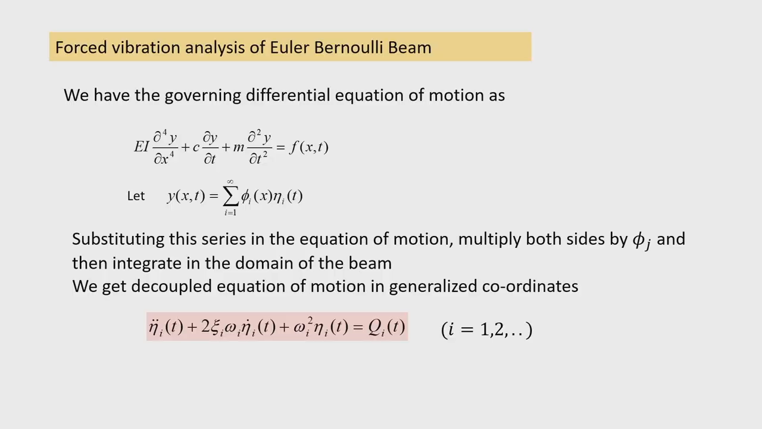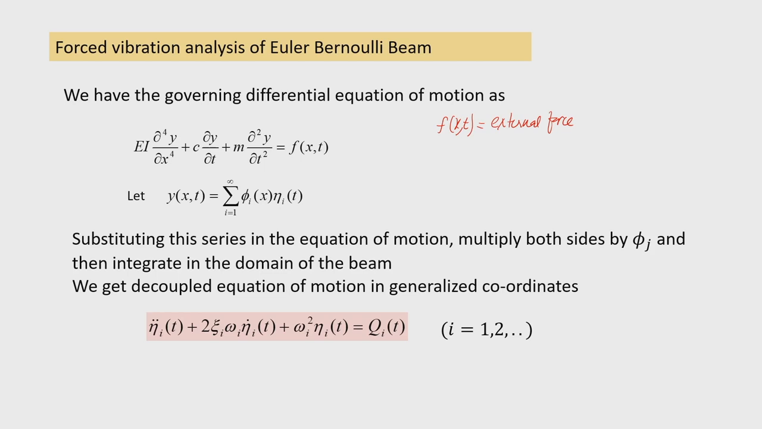Okay. So let us see. We have in our hand the differential equation of motion as EI ∂⁴y/∂x⁴ + c ∂y/∂t + m ∂²y/∂t² = f(x,t). Here f(x,t) is the external force, and it is distributed in the space domain x. Now m is the mass per unit length of the beam, c is the damping coefficient of the beam per unit length, and EI is the flexural rigidity. In this case, we are taking the beam of uniform cross section throughout the length. y is the response of the beam at any location x at any time instant t.